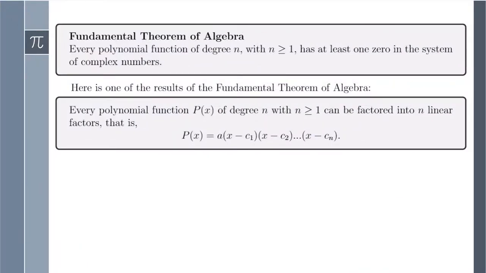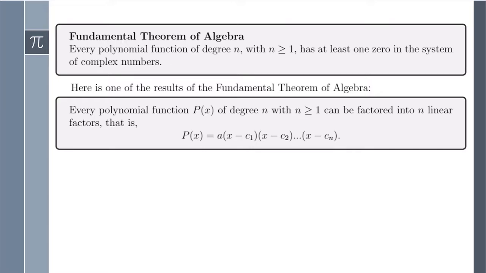So the fundamental theorem of algebra states that every polynomial function of degree n, with n greater than or equal to 1, has at least one zero in the system of complex numbers. So every polynomial will have at least one zero. That could be a complex zero or a real zero. We know that real numbers are also considered complex numbers. So within the complex number system, we have at least one zero for a polynomial of degree n.